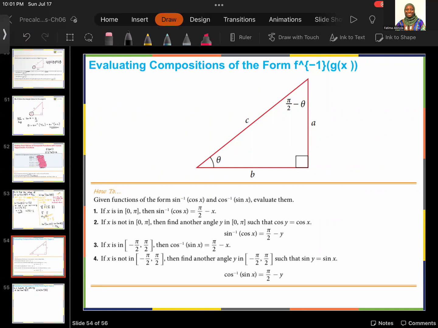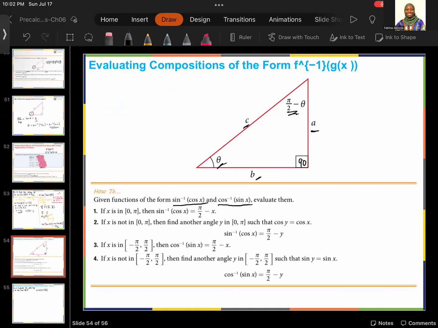If you have functions of this form, we evaluate them by first checking, is x in the interval 0 to pi? Then you do this. And this pi over 2 minus x business is coming from the fact that if you look at a right angle triangle, A is opposite, B is adjacent, C is hypotenuse, but the angles in the triangle sum up to 180 degrees. So this is already 90 degrees or pi over 2. And so if this is pi, then this is pi over 2 minus pi.